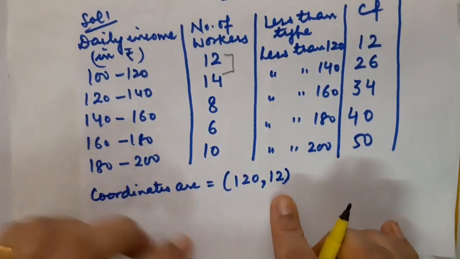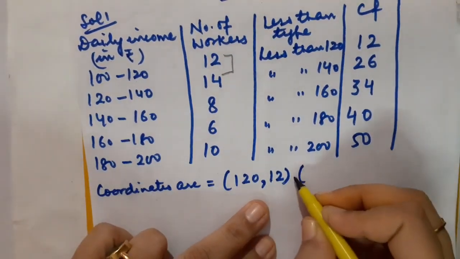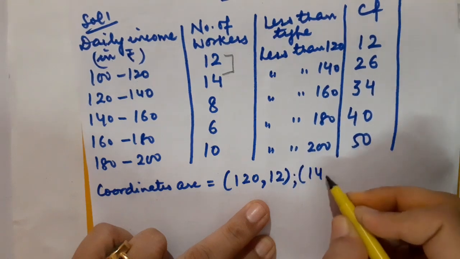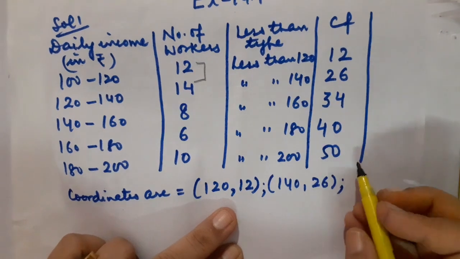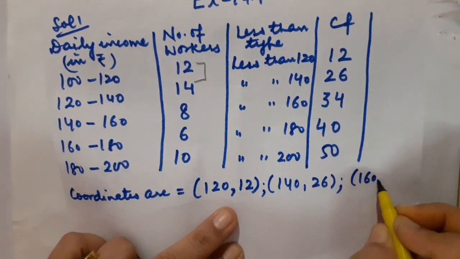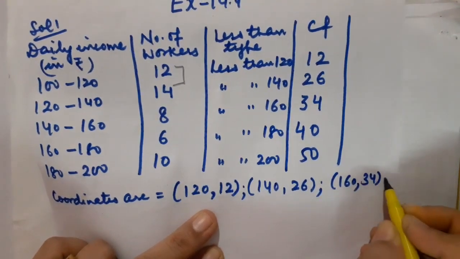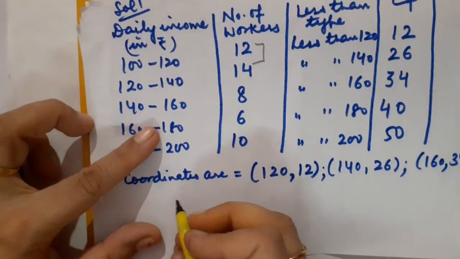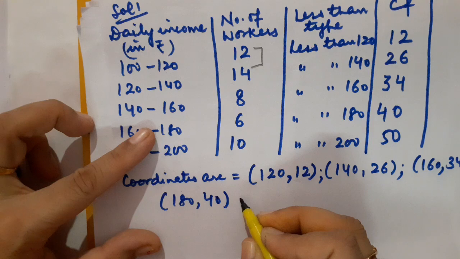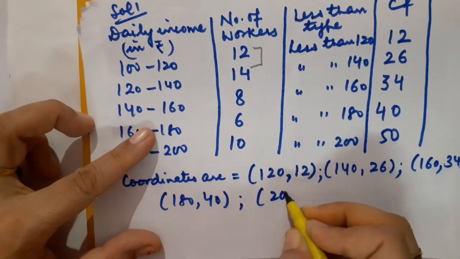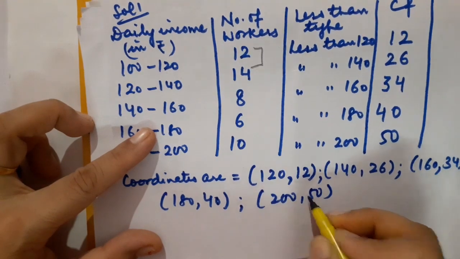So this is 120, 12. Then what else you can take? 140, 26. Next one will be 160, 34. Next one will be 180, 40. And of course the last one will be 200, 50.